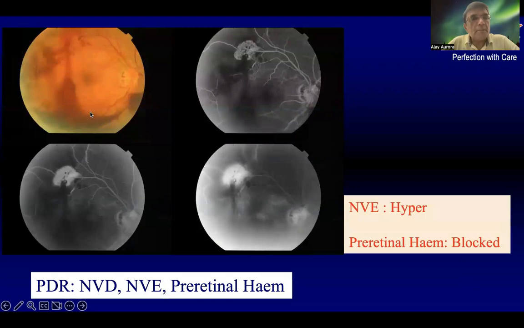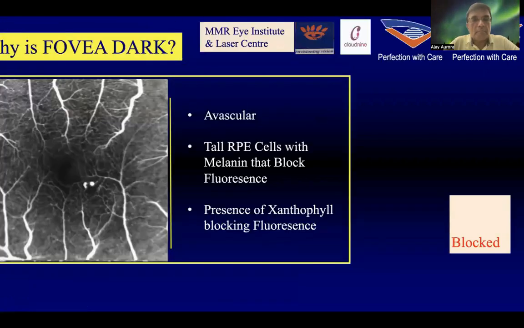Now, this is another patient where there is a pre-retinal hemorrhage, and the pre-retinal hemorrhage causes a blocked fluorescence. So you have a hyperfluorescence because of NVE, you have a hyperfluorescence because of NVD, and you have a hypofluorescence because of the pre-retinal heme which is present, which causes a blocked fluorescence.